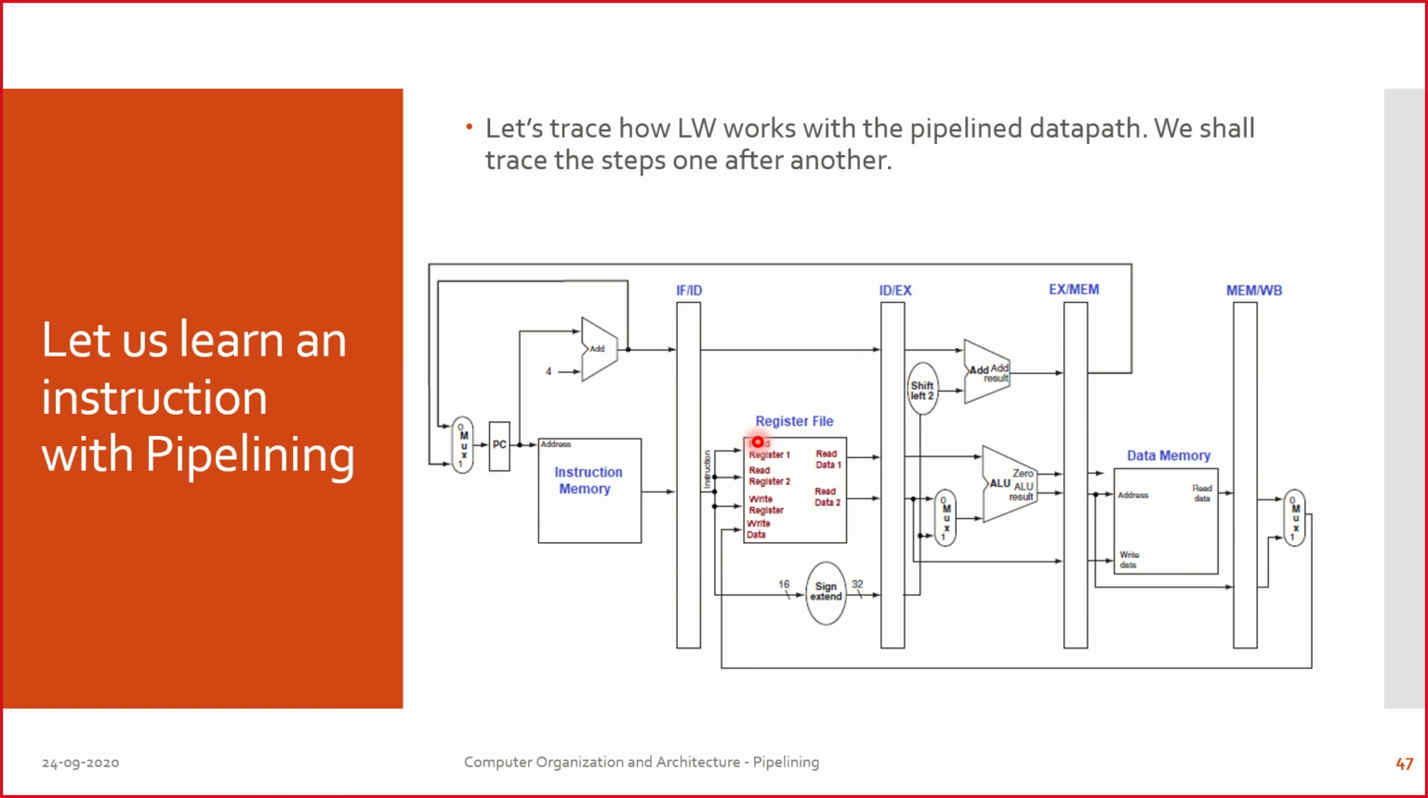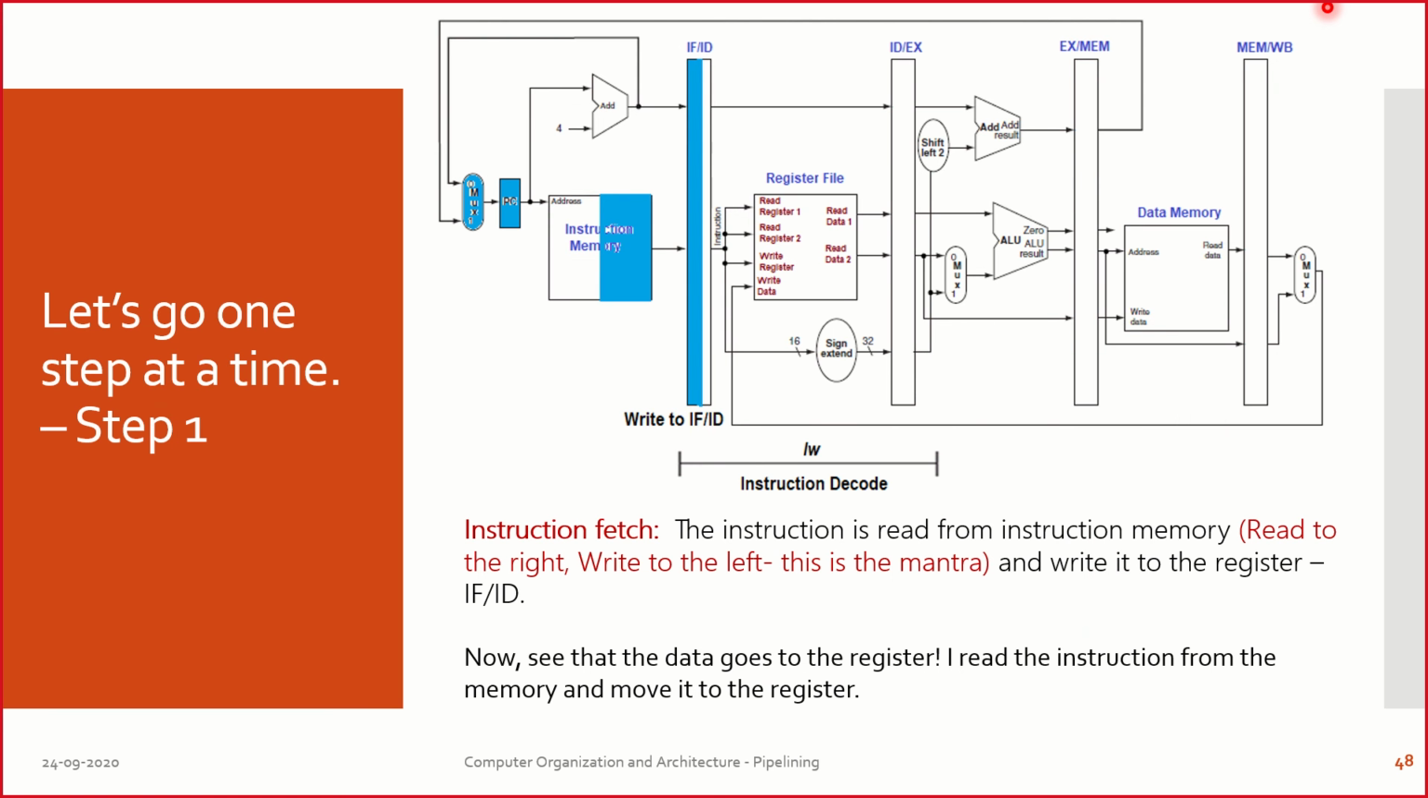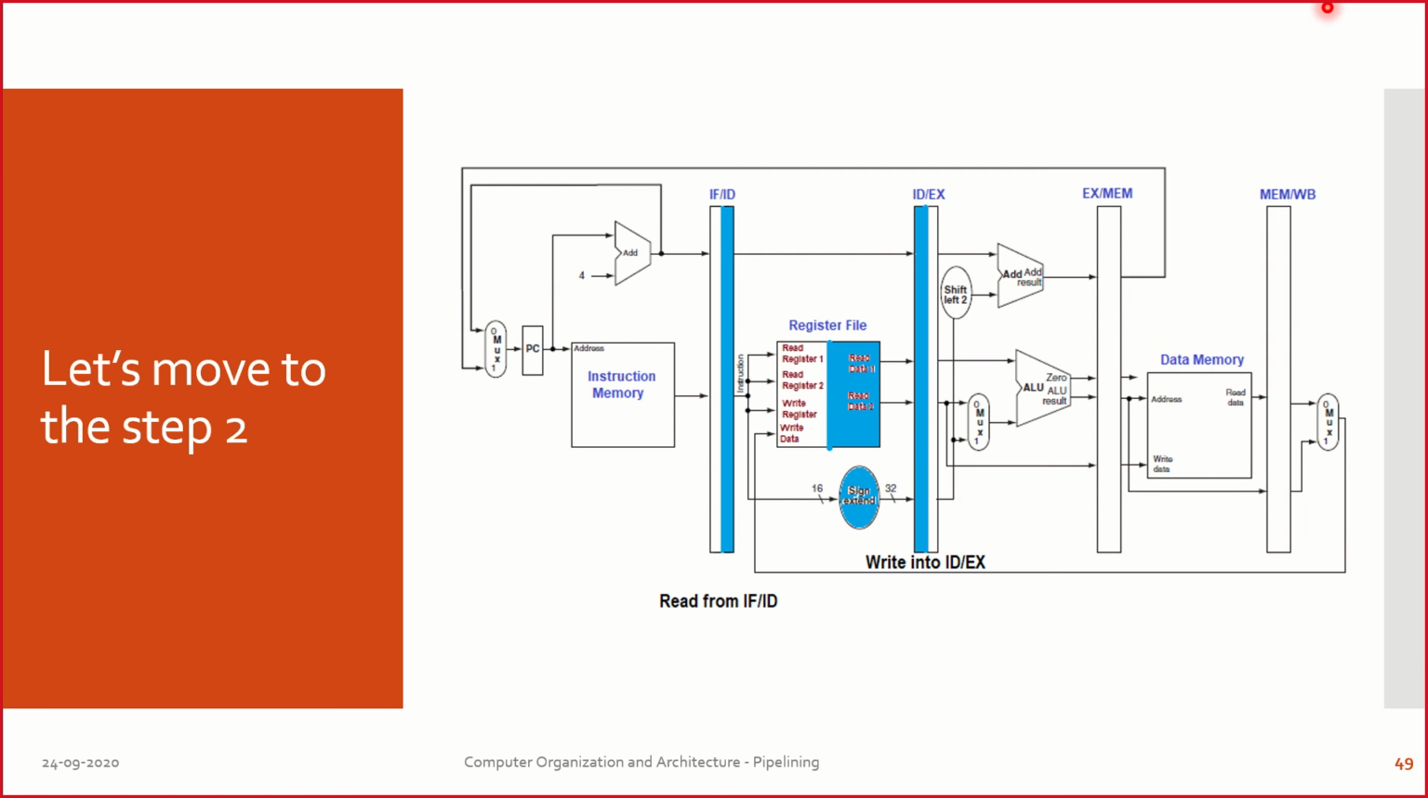I'll repeat it once again. I'll go through the flow once again. The load word data path will be like this. The first step is to read from the instruction memory. I read it. Then I need to write it into the intermediary register. So I write it into IF/ID. Then I'll have to go to the next stage where I need to identify what are all the registers that I need to read. So I'll read those registers. Then I am pushing it onto the ID/EX, which means I am writing into that. So write happens to the left.